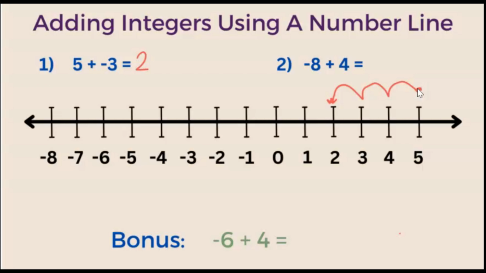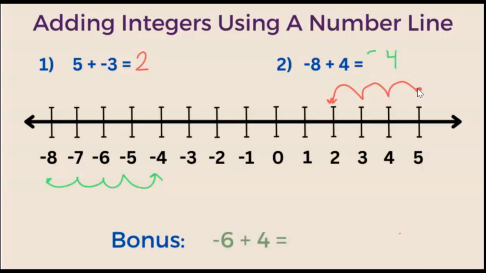Let's look at the second example. What is negative 8 plus positive 4? Let's go down here and find negative 8, and we're going to move to the right 4 spaces because we have a positive 4. 1, 2, 3, 4. You can see we end at negative 4, so negative 8 plus positive 4 is equal to negative 4.